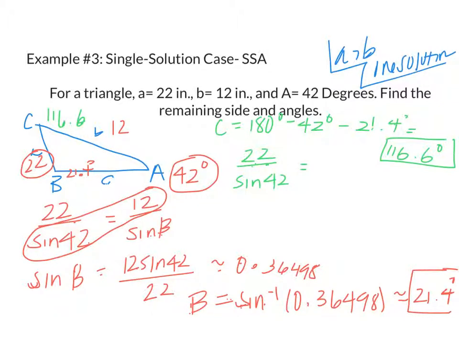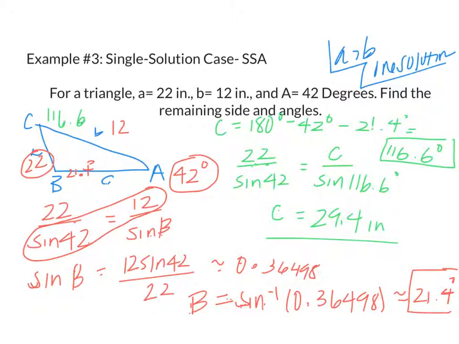And it's equal to c over sine of 116.6. Now this one I don't have to go back and do the inverse, because with sides, they're a lot easier to find than angles. So if I do that math, side c will be equal to 29.4 inches. And we are done with this problem. Let's look at the next one.